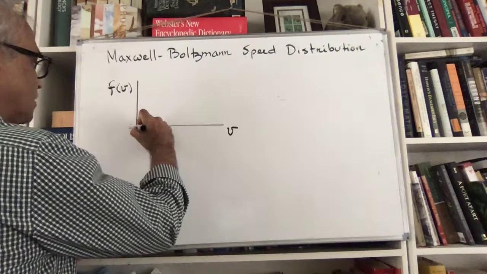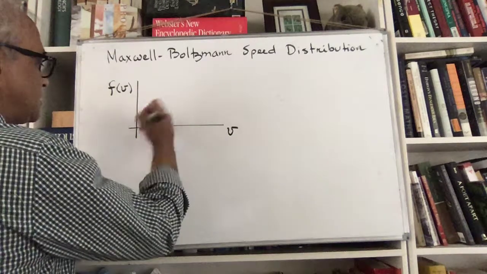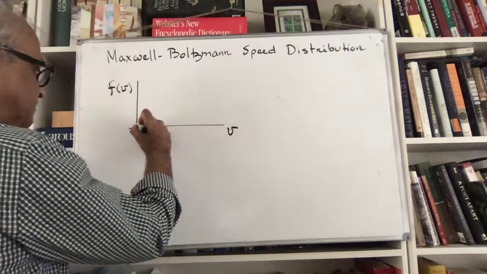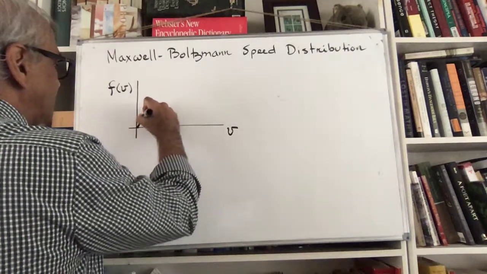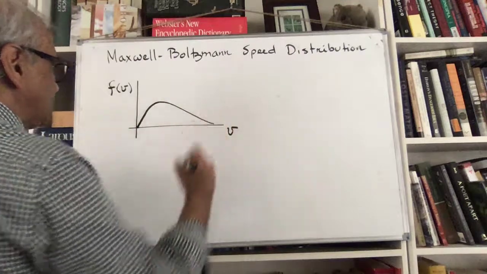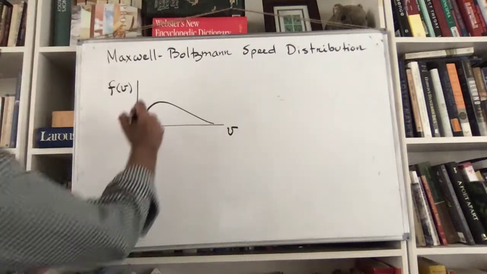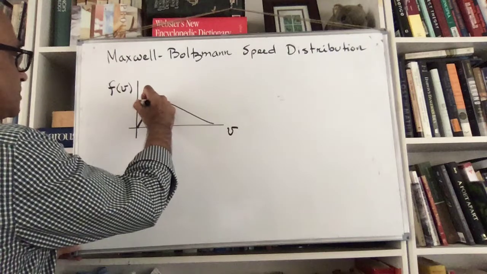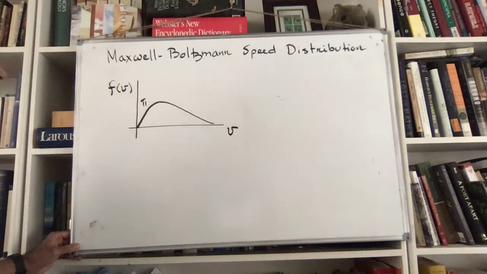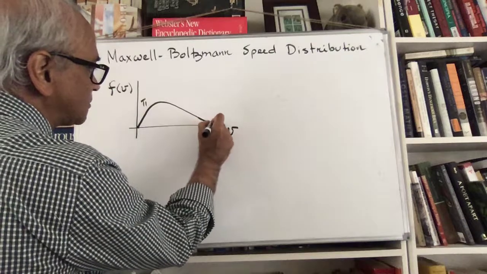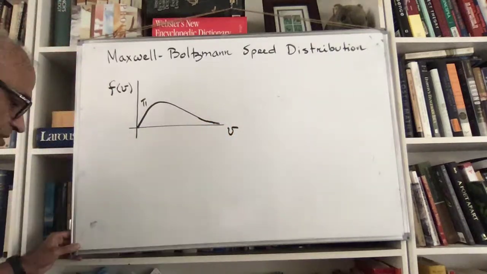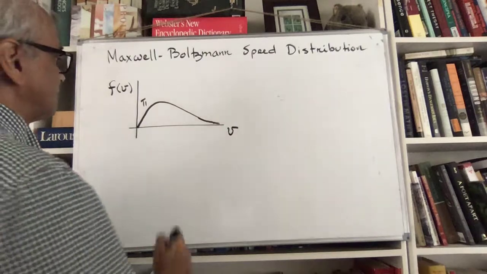So for example, if the velocity is 0, of course your kinetic energy is 0 and you will not find anything right there. So this would be, for example, at a particular temperature T1. This has a long tail. It actually doesn't go to 0 just like that. There's a tail which extends like that.